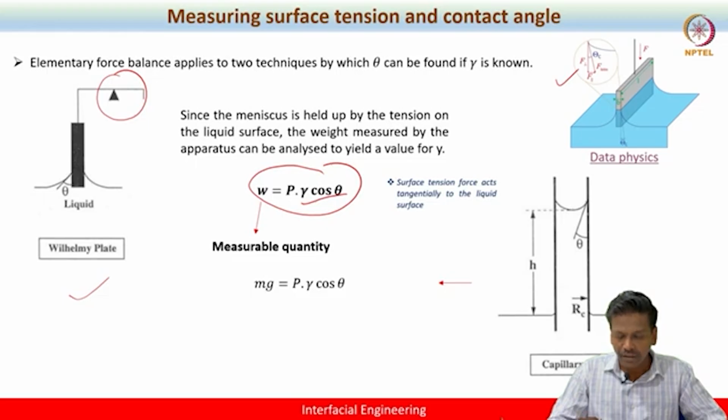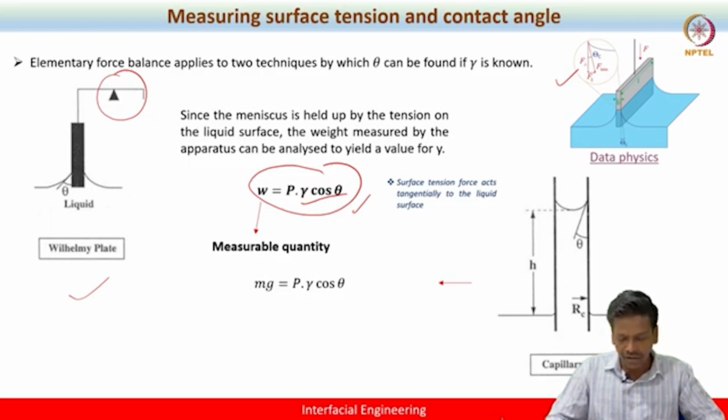So basically, the tangential force is nothing but gamma cos theta in this case. You can get this gamma cos theta from the simple geometric rule. When you multiply that with the perimeter, we get the expression simply in force units. That is exactly what we do here.